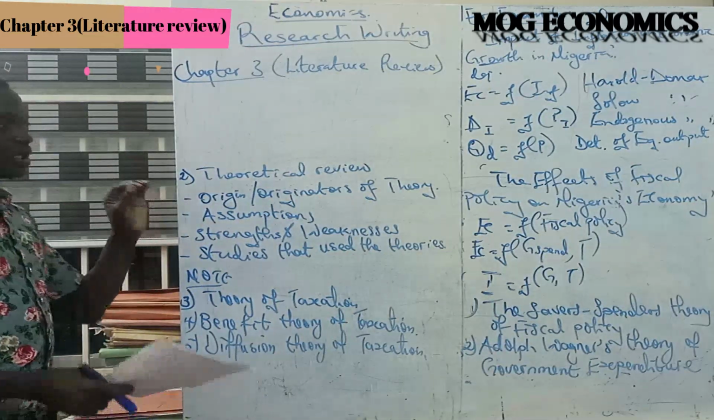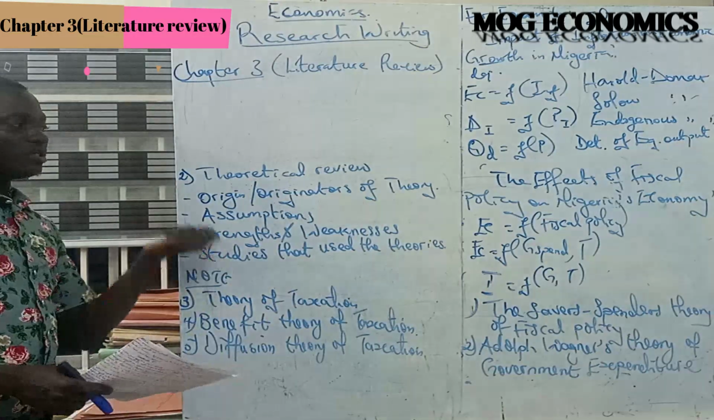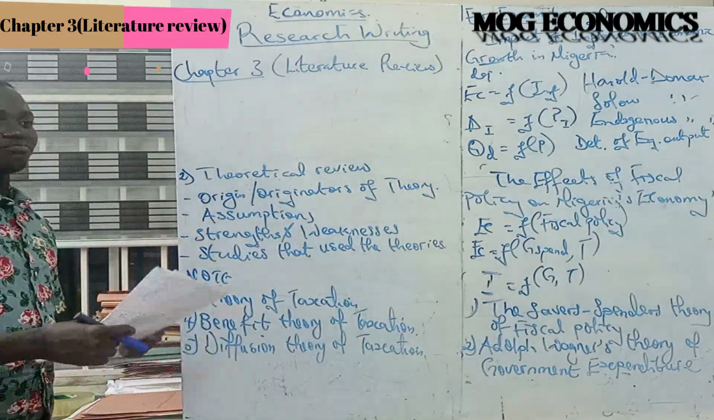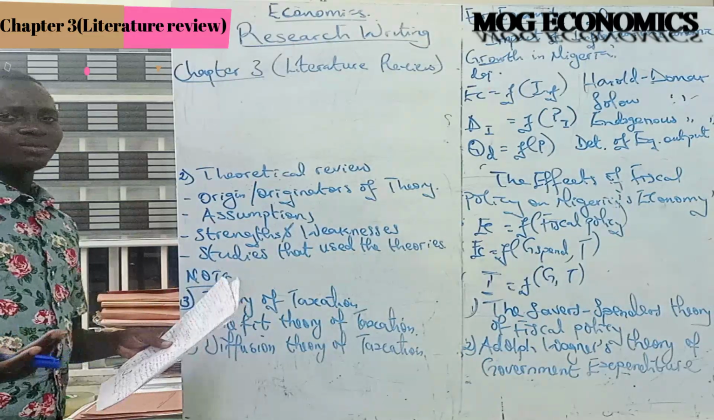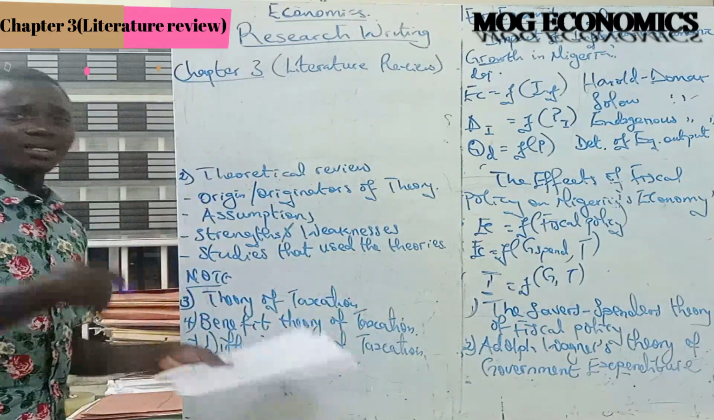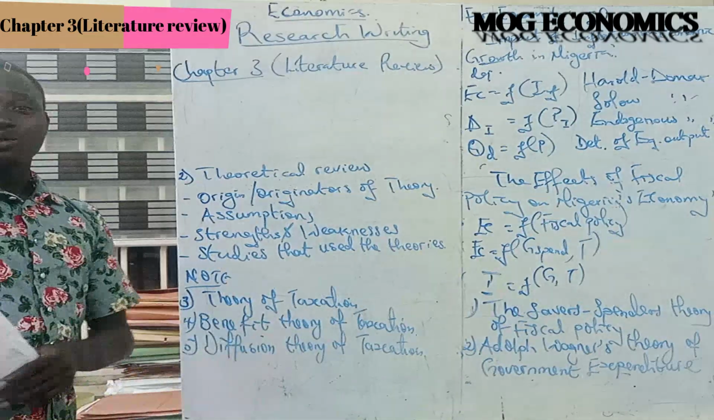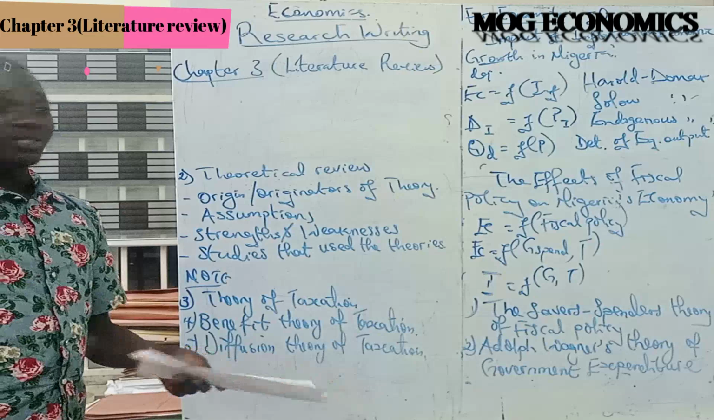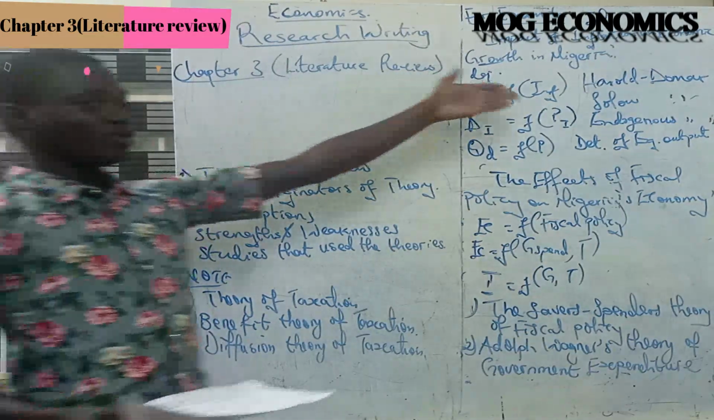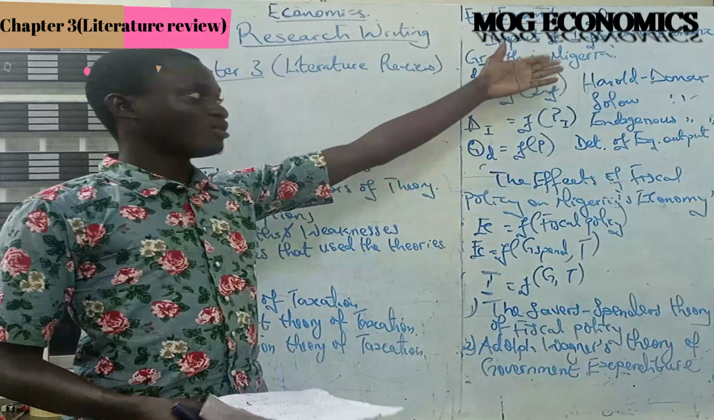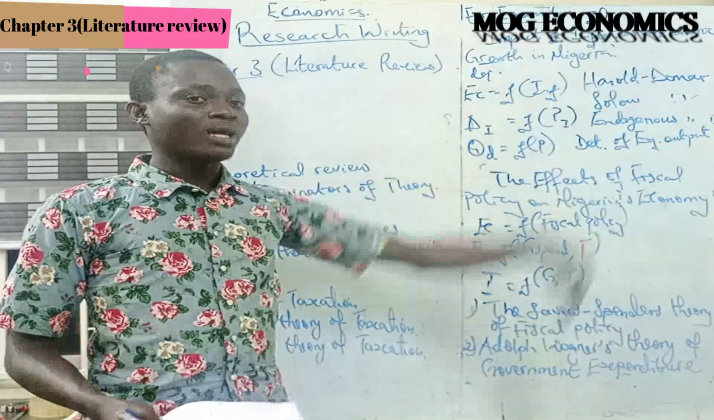Number one, when you are talking about theory, you should include the origin or originator of the theory, like the Solow growth model or Solow growth theory. I remember the name, I just forgot again, but it's something like Solow. You have Harrod-Domar. I think this is by two people. The first person's surname is Harrod, the second person's surname is Domar. So you bring the two together, that was Harrod-Domar.